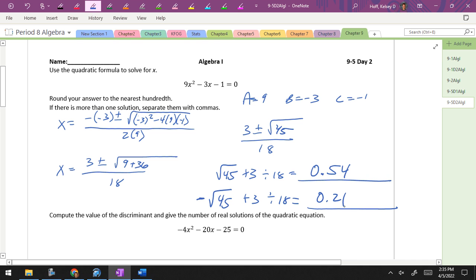0.21. I did that wrong. I did the square root of 45 minus 3. No, because 3 is not negative. That's a great question, okay? The 3 is positive. We want the square root of 45 to be negative. Thank you for asking. So put the negative sign out front. Square root 45, so that number is negative. Add 3, divide by 18.